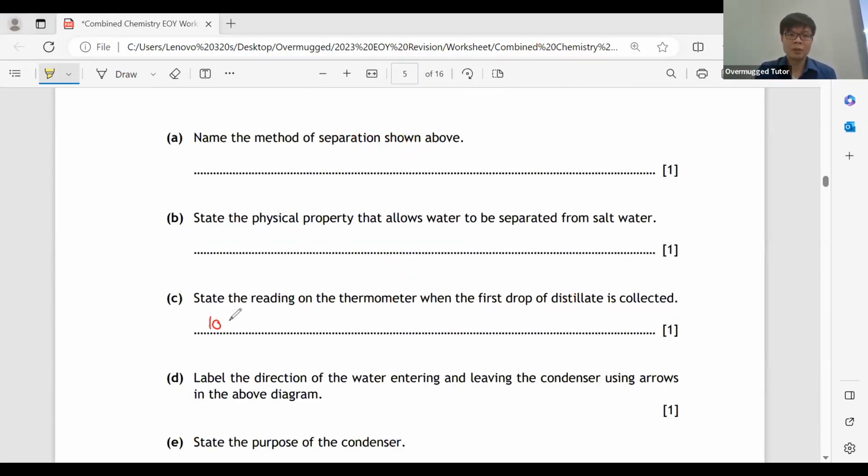Okay. The role of the thermometer is to measure the boiling point of the vapor that's coming out, so you know what's coming out. Because like fractional distillation, you may have different liquids. So how do you know which liquid is coming out? You check the thermometer for the boiling point.